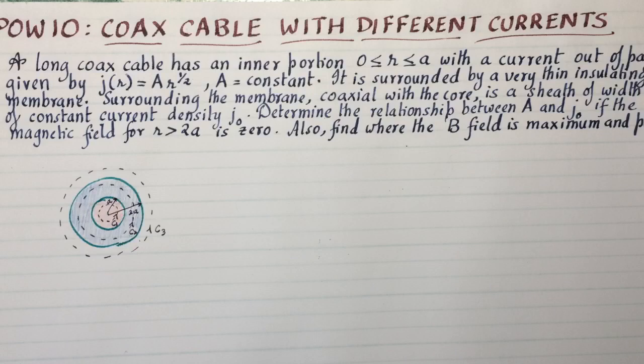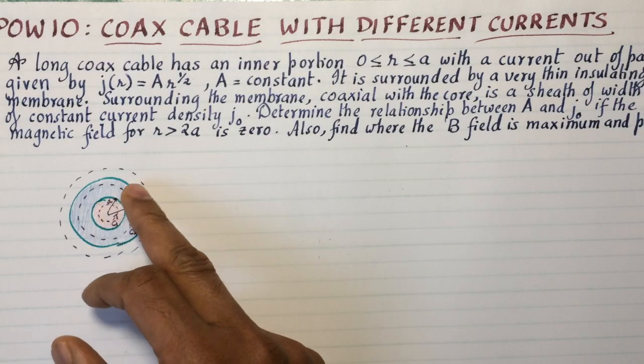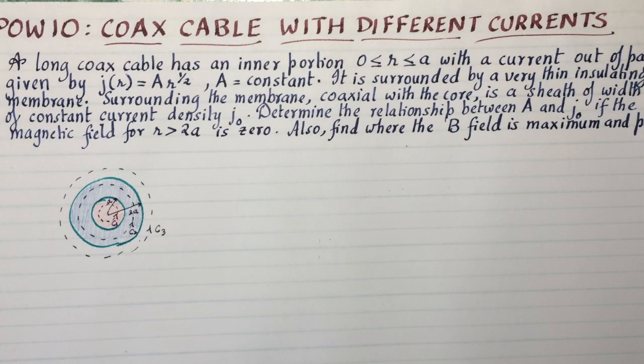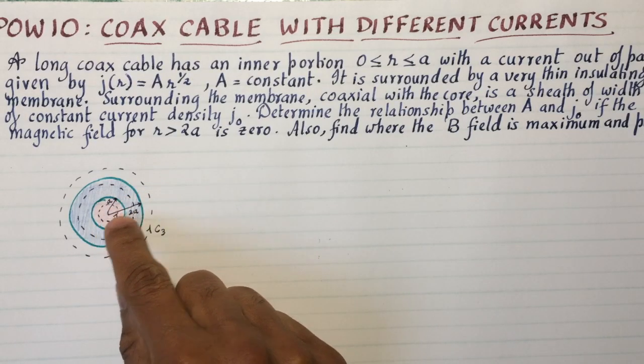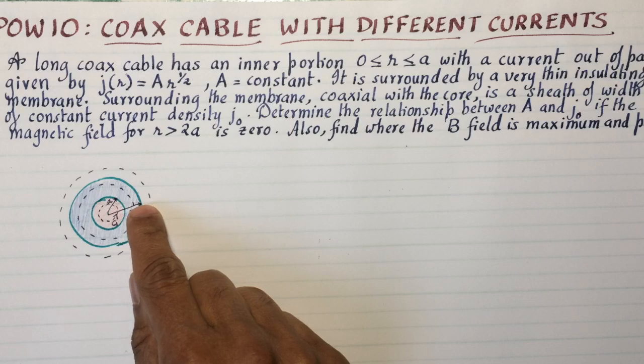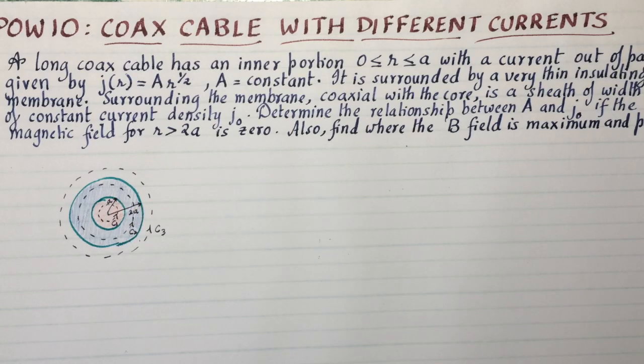And that is surrounded by a very thin insulating membrane, the purpose of which is to keep the two currents from mixing. Surrounding that membrane of zero thickness is a sheath also of width A, so that means the distance from the center to the outer edge of the sheath is 2A. And that has a constant current density J0. Determine the relationship between A and J0 if the magnetic field outside the coaxial cable is 0. Also find where B is maximum and plot it.